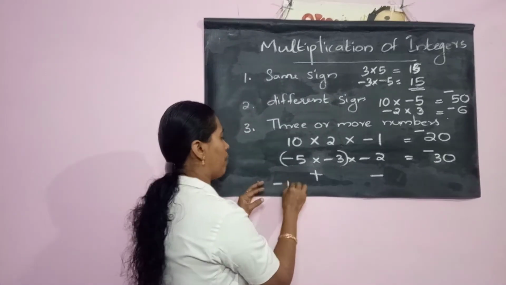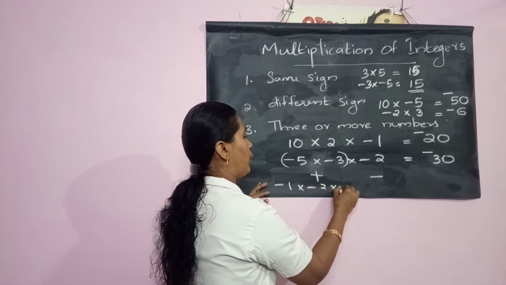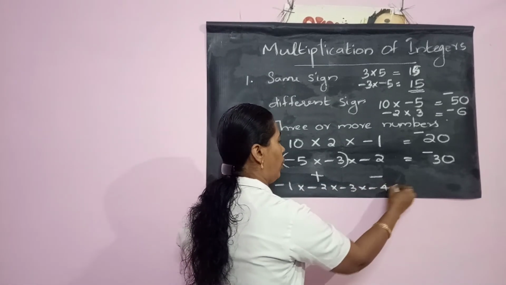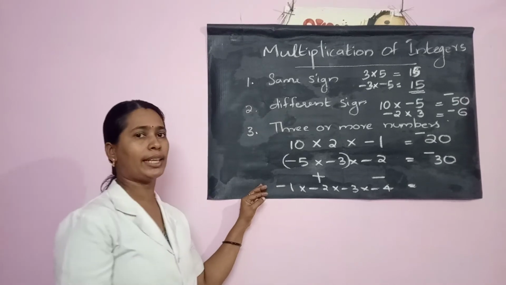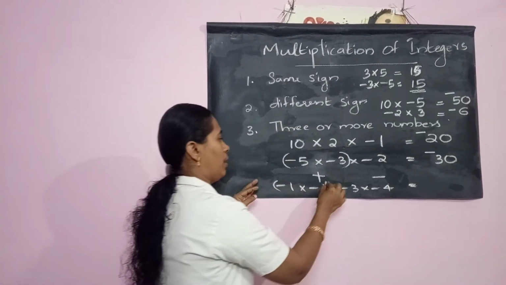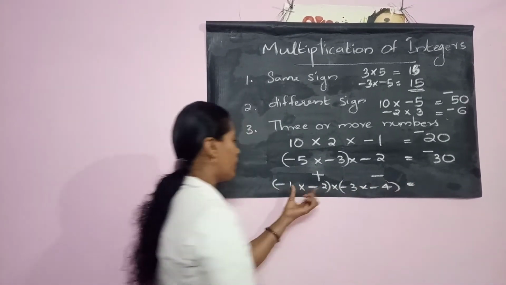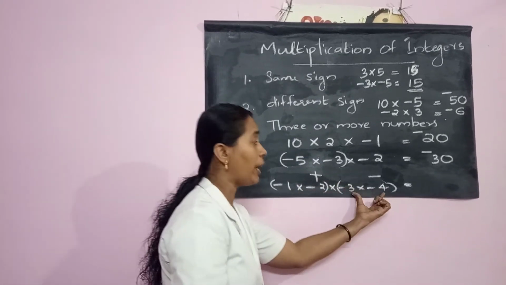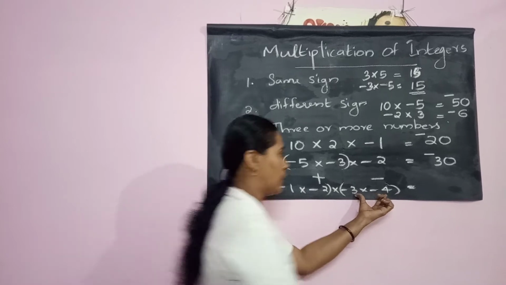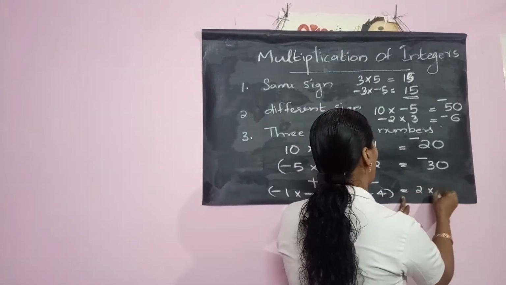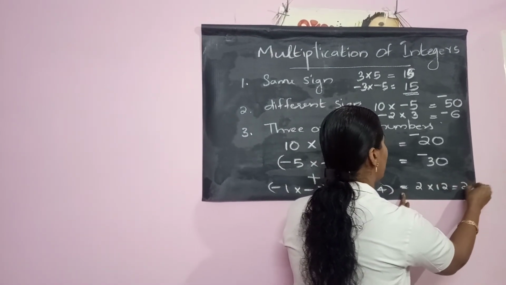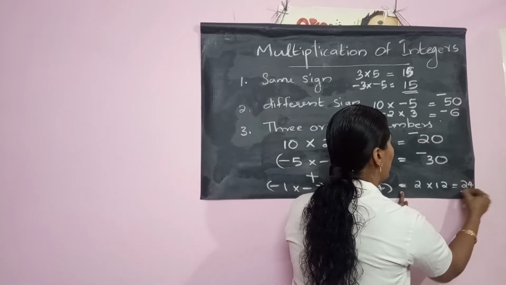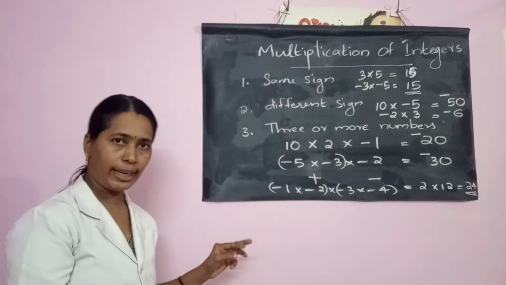Similarly, when you take minus 1 into minus 2 into minus 3 into minus 4, 4 negative numbers at a time, pair them first. This pair will give you 2 with a positive sign. And this pair will give you 12 positive. So 2 into 12, and the result is also positive 24. Okay, is it clear?